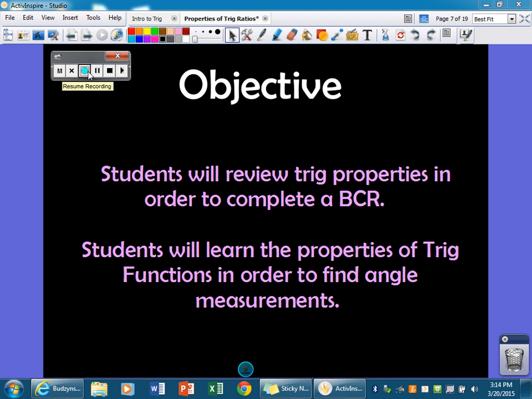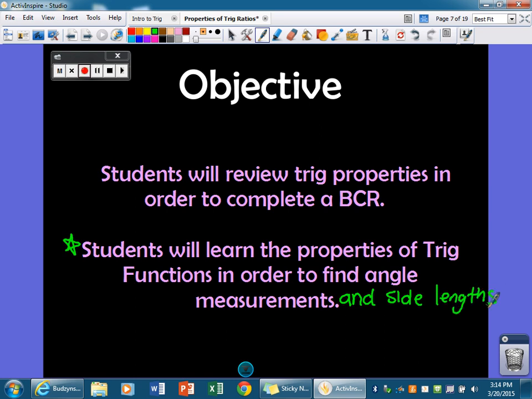Okay, so we just did the BCR for this. Now we're going to do this second objective here, where we're going to learn the properties of trig functions in order to find angle measurements. There are three main trig functions that we're going to learn today, and I've broken them into parts. Every time you're going to be finding some angle measurements, and side lengths, because you're actually going to find some side lengths for some of the triangles on the last page.